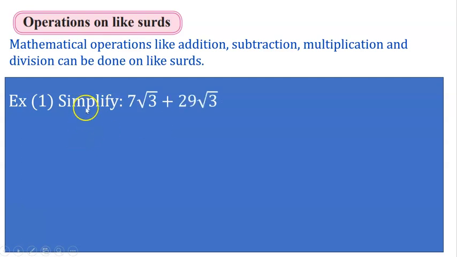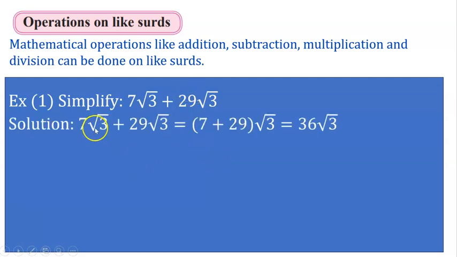First example, simplify 7 root 3 plus 29 root 3. These are like surds. If we take root 3 as common, then in the bracket you will get 7 plus 29. If we add it, you will get 36 root 3.